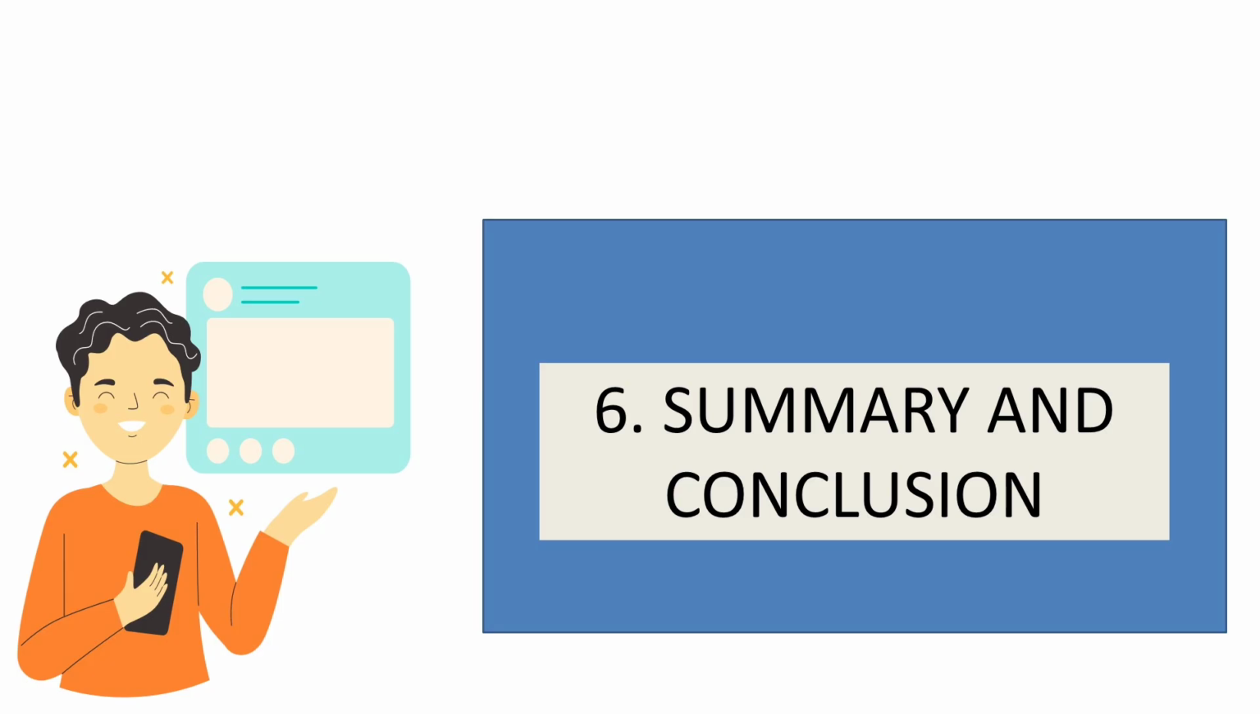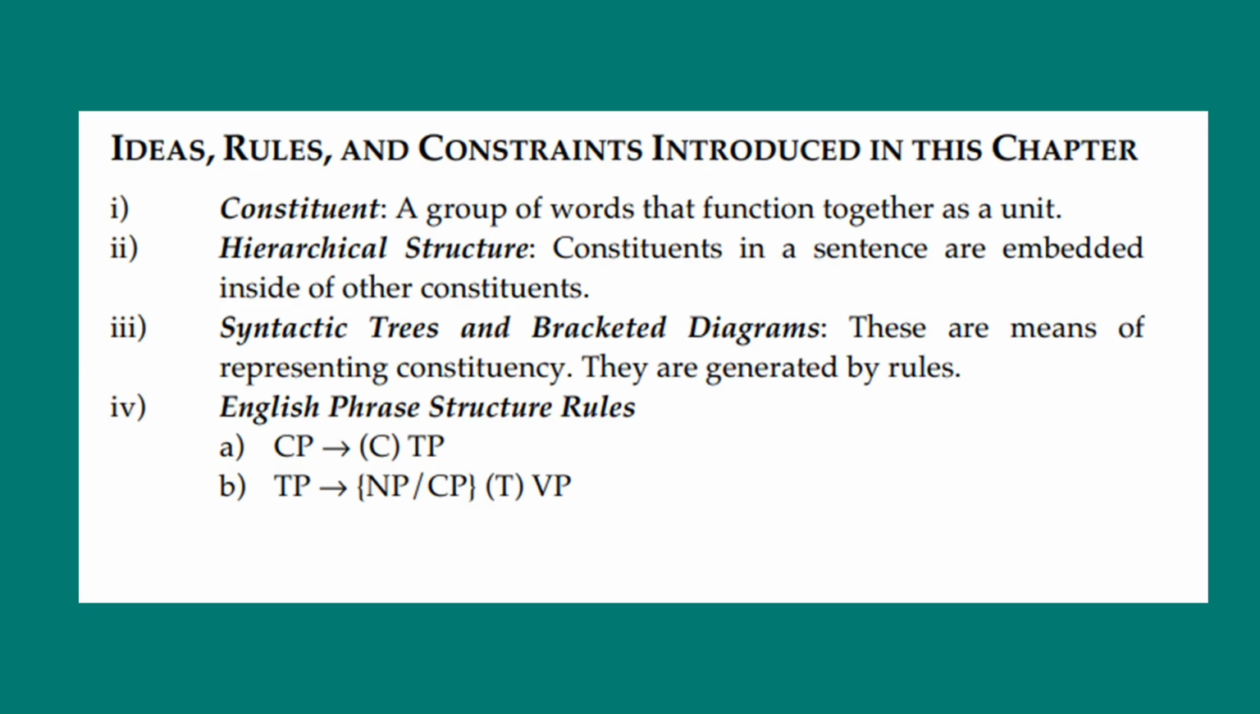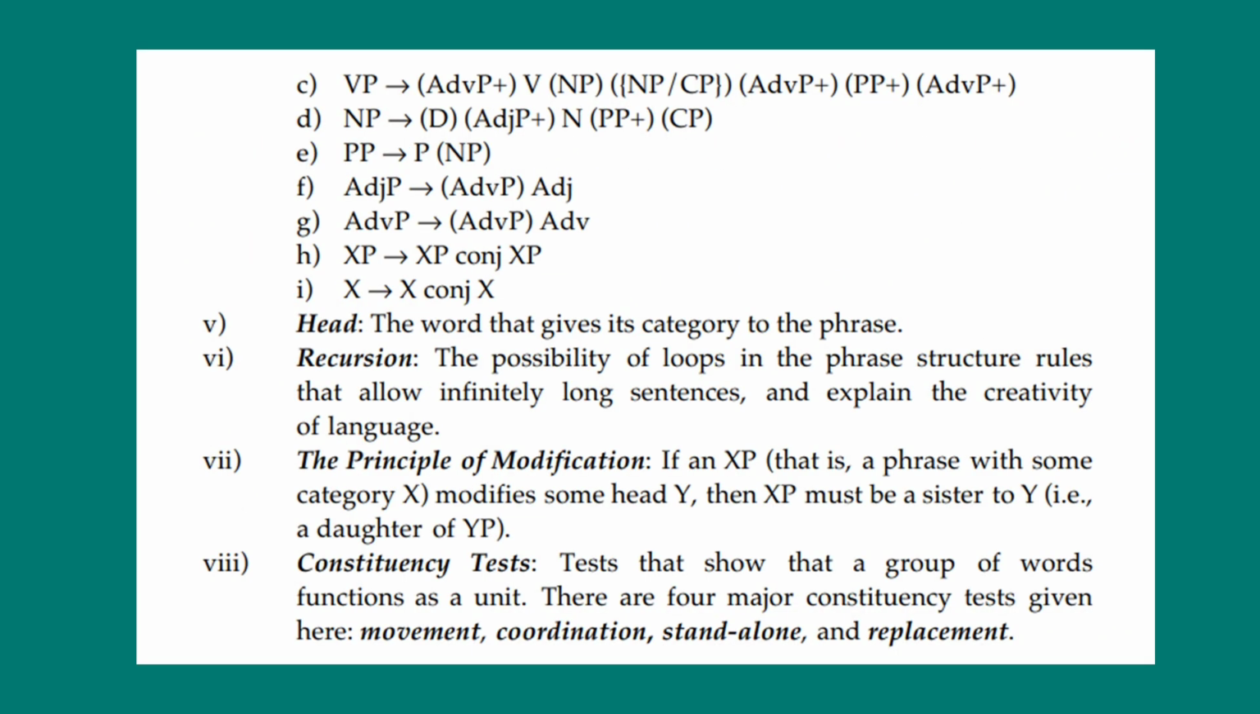And finally, rule number 6 on summary and conclusion. Ideas, rules, and constraints introduced in this chapter. Constituent: a group of words that function together as a unit. Hierarchical structure: constituents in a sentence are embedded inside of other constituents. Syntactic trees and bracketed diagrams are means of representing constituency. They are generated by rules. English phrase structure rules: CP, TP, NP, VP. Head: the word that gives its category to the phrase.